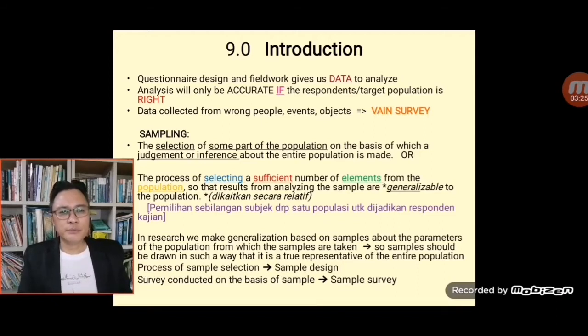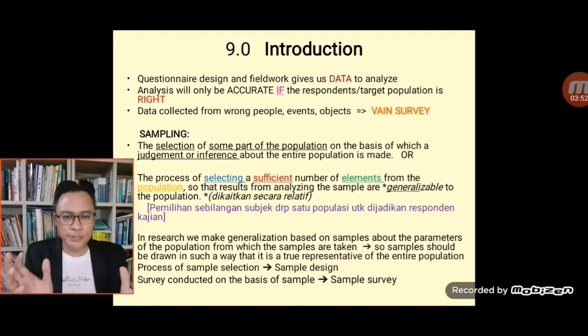Okay, in research we make generalization based on samples about the parameters of the population. Yeah, you need to understand who constitute, who consist, what make the population. Alright, that is something that you need to understand. That is something that you need to discover. Who are your target respondents?